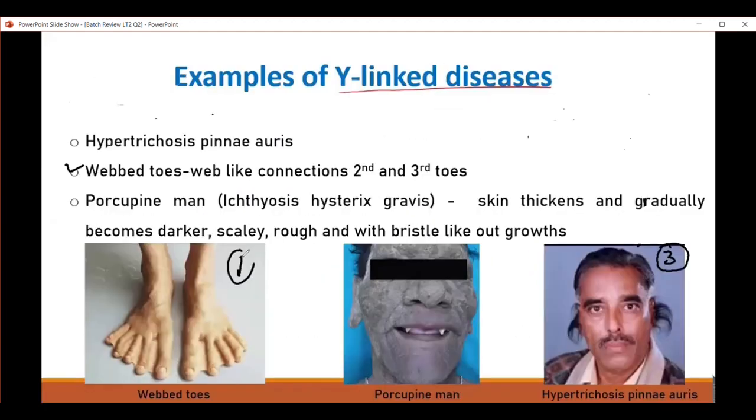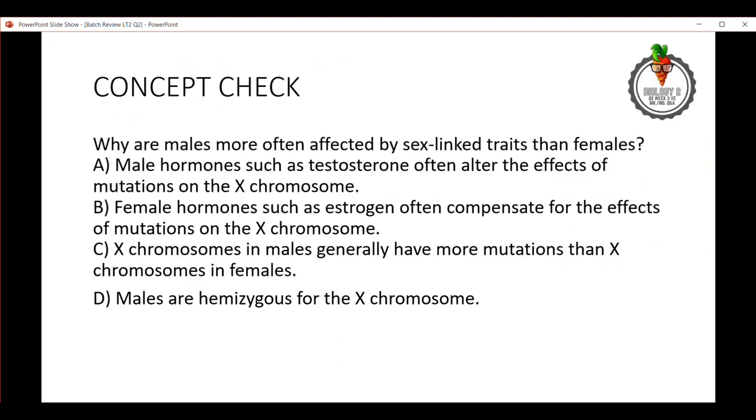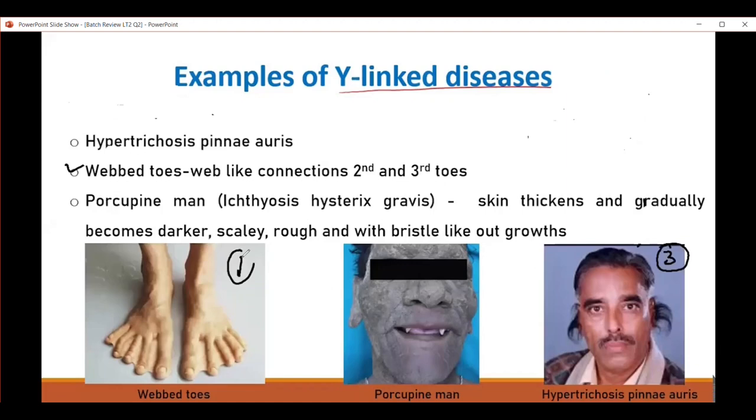Okay, here's an example of the Y-linked disease. So you have the web foot, the porcupine man, where the scaly skin would have some protrusion and the skin will thicken, and then you also have here the hypertrichosis in males. So all of these are examples of Y-linked diseases. Okay, let's look at some concepts.